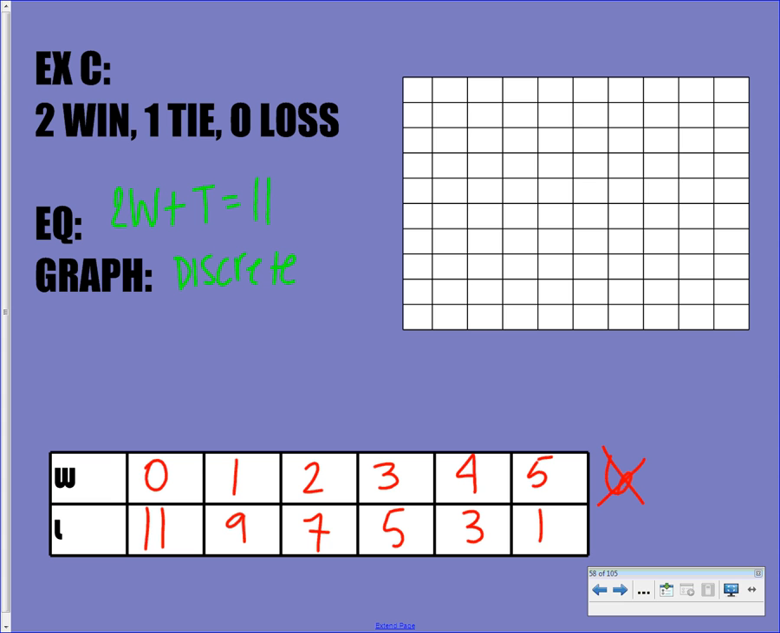So what you want to do is start at your least amount of possibilities, increase by 1 each time, and get all the way to the top, because you are required to find each and every possibility.